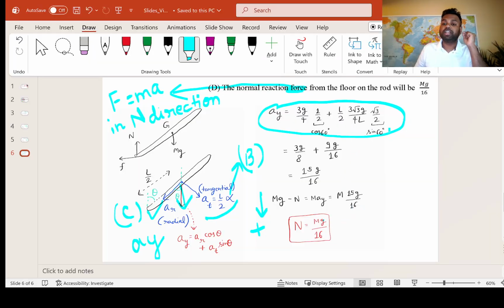You have to be quick in the JEE. The main thing is you have to understand that force, you can calculate it based on part C and part B calculation. So that's how you have to know the concepts.